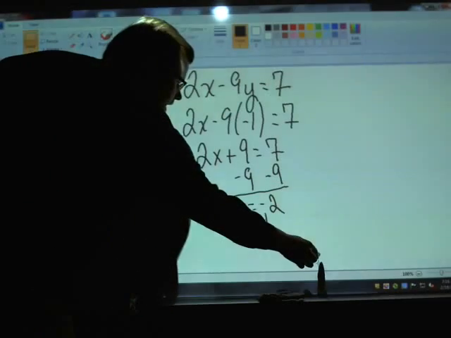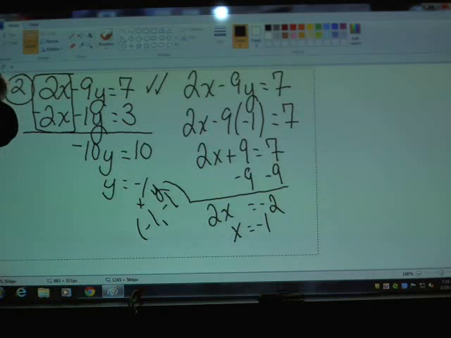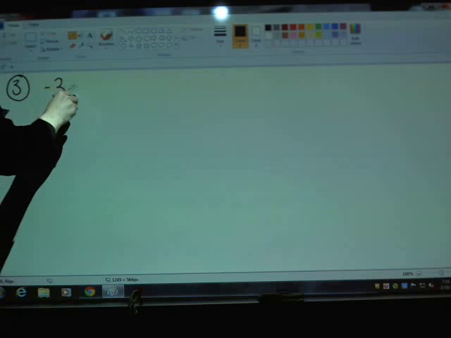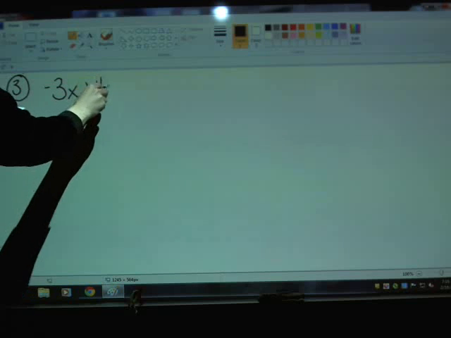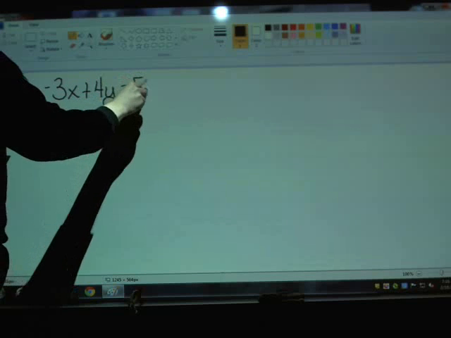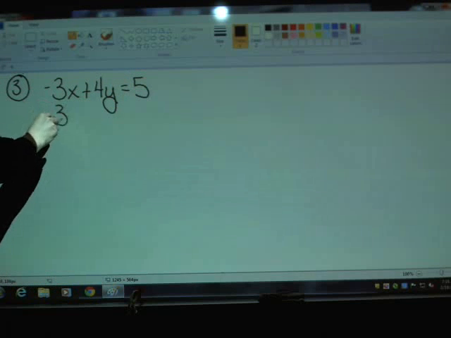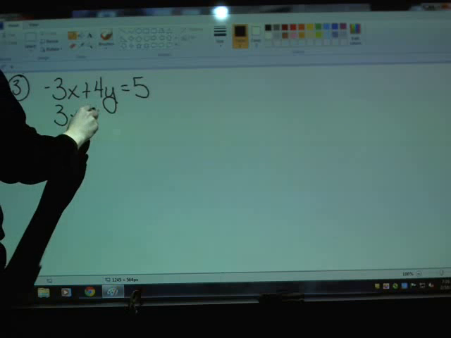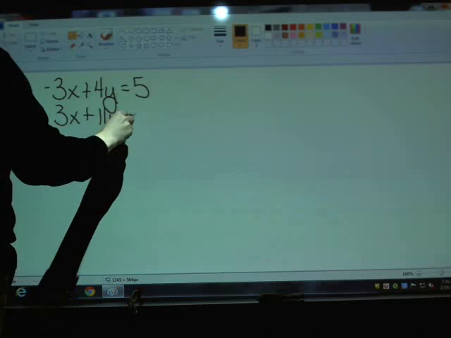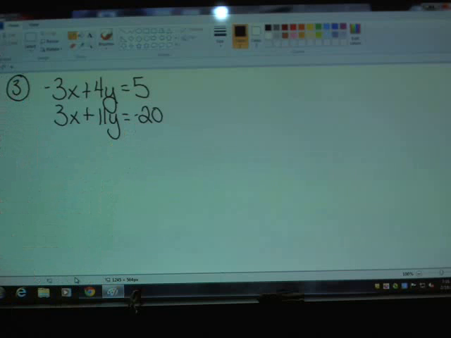All right, let's go ahead and take a look at question number 3 here. Question number 3 says negative 3x plus 4y equals 5, and 3x plus 11y equals negative 20.